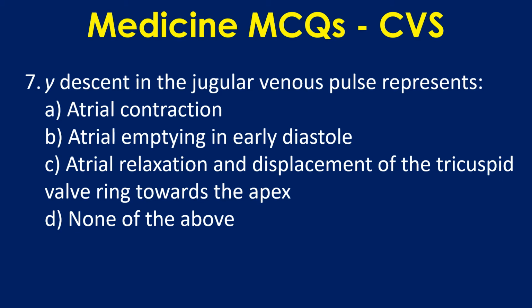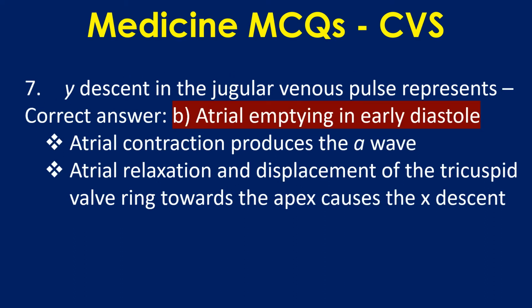Atrial relaxation and displacement of the tricuspid valve ring towards the apex, D. None of the above. Correct answer: atrial emptying in early diastole. Atrial contraction produces the A wave. Atrial relaxation and displacement of the tricuspid valve ring towards the apex causes the X descent.